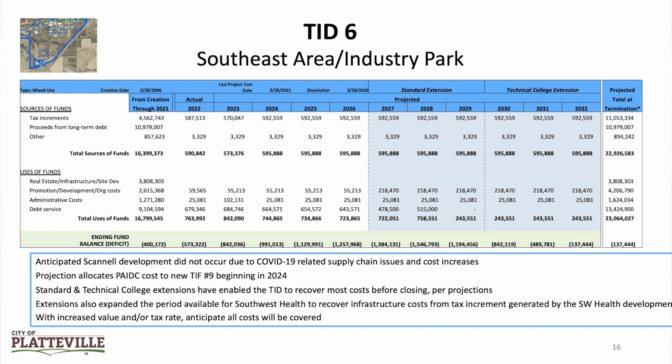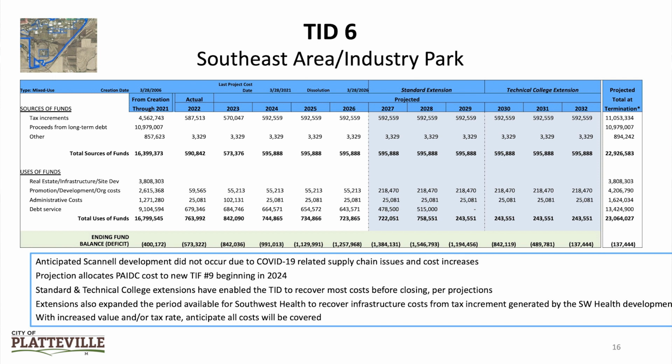So if we look at the green area at the bottom, you can see that at the end of 2022, TIF 6 had a deficit of $573,000. And if you scan your eyes across, you can see that the deficit continues to grow over the next few years, and then it begins to contract in 2029 and going forward to 2032. And you can also see that this projection shows a deficit ending balance at the end of the life of the TIF.